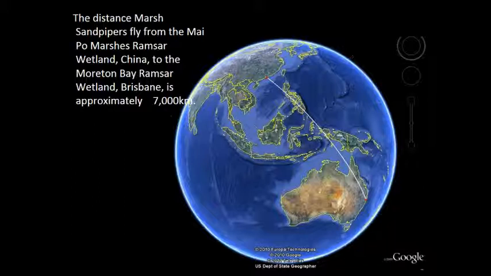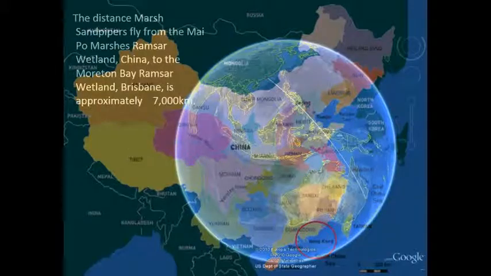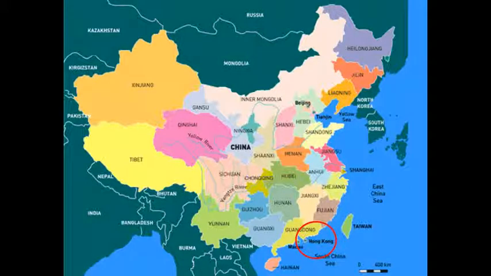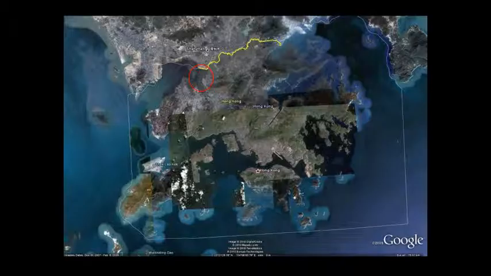So the idea of migratory species and protecting their habitat, and all the countries where they range needing to work together, is the core of why a convention like Ramsar was created. Okay, so focusing in, the Mai Po Ramsar wetland is between Shenzhen and Hong Kong.